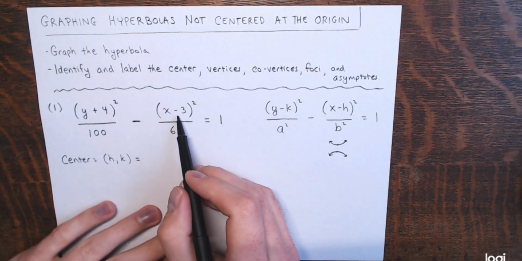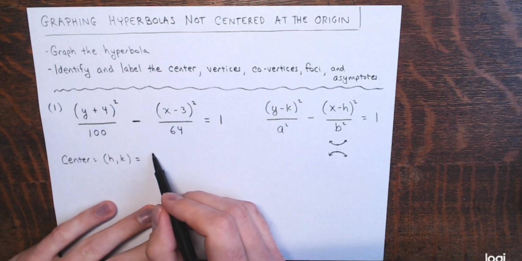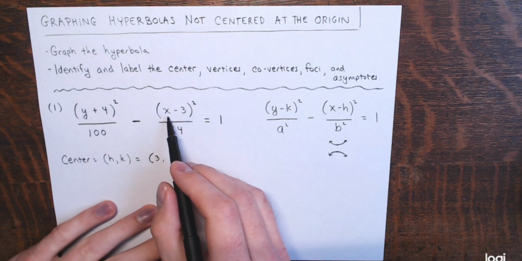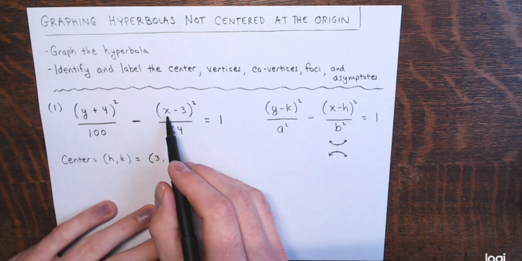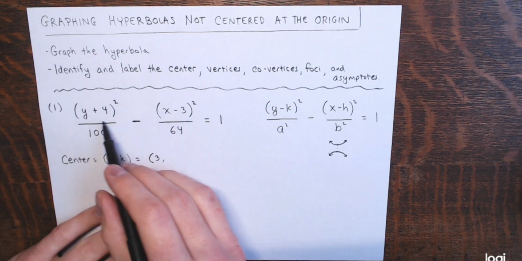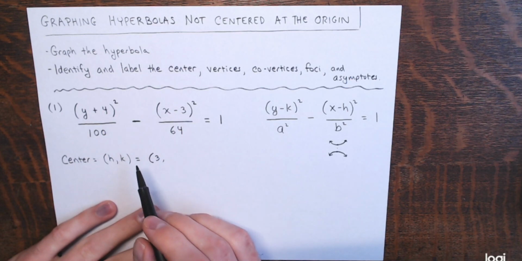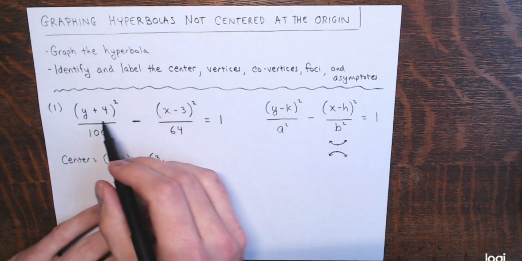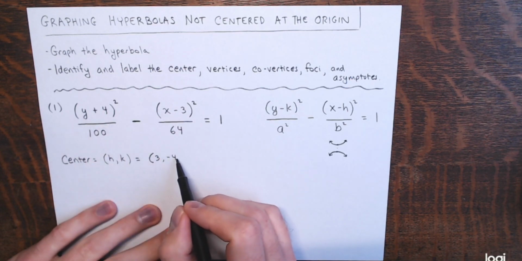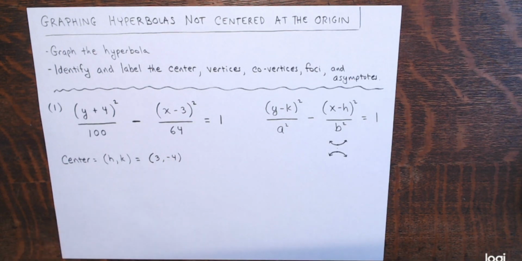3 is with the x, right? If x were 3, you'd have zeros. And again, a shortcut way of thinking about this is what's the value of x and what's the value of y that would just give me 0 over here? So 3 for x, negative 4 for y. There's your h and k. There's your center. All right.